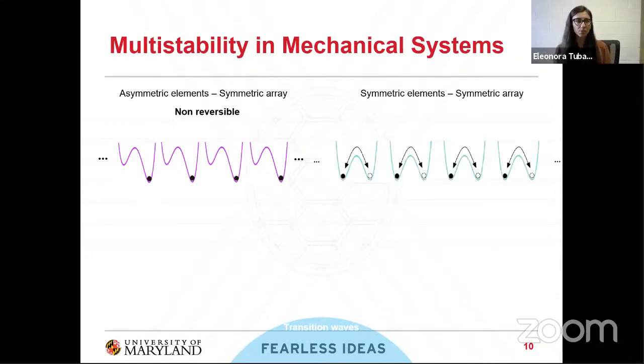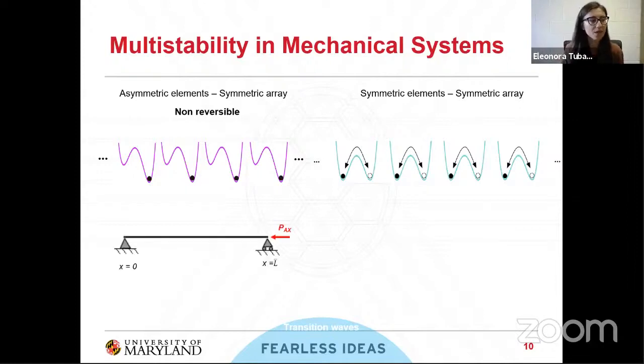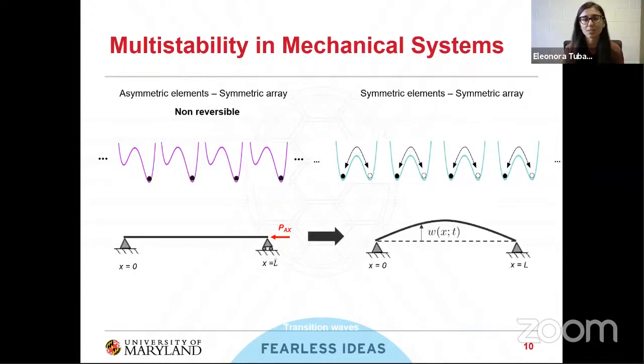So one strategy we thought about has been to have a symmetric element with a symmetric array. What I mean by symmetric element is that both the stable states correspond to the same energy, and we are patterning them one after the other in a symmetric fashion. So what is the simplest bistable element we can think of in mechanics? It's a buckled beam. We take a beam, we compress it with an axial load, and then we fix it in its buckled state. Both upward and downward configurations are equivalent from an energy standpoint. So the beam can either stay up or down.